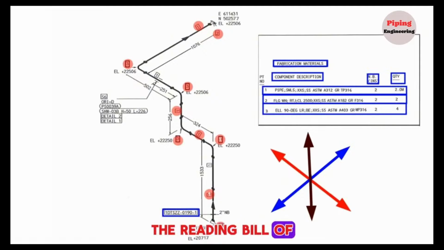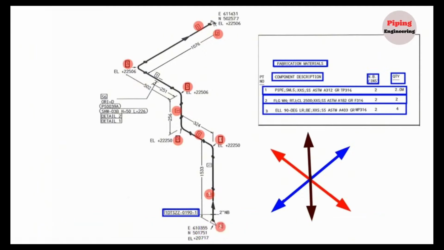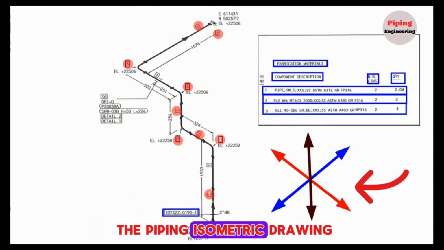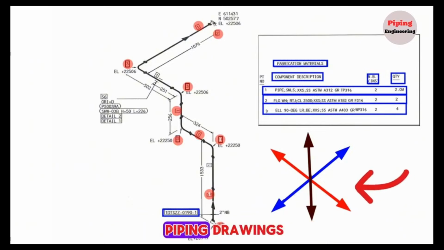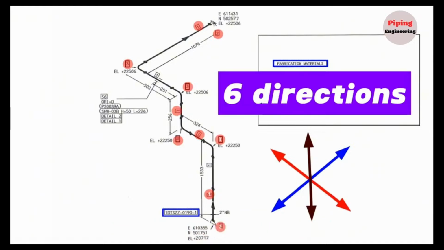Reading the bill of materials in the piping isometric drawing is successfully completed. Now, let's learn arrows showing the directions in the piping isometric drawing. Knowing these directions well helps us read the piping drawings. There are 6 directions here.